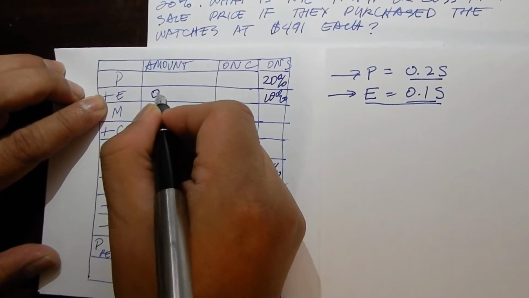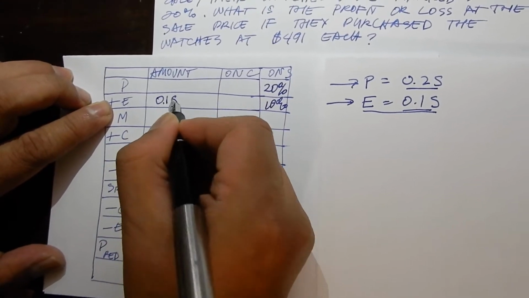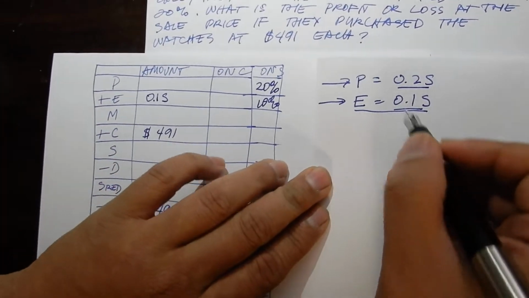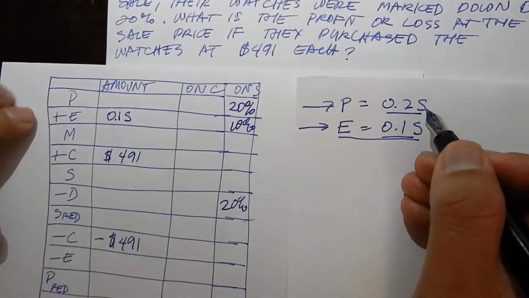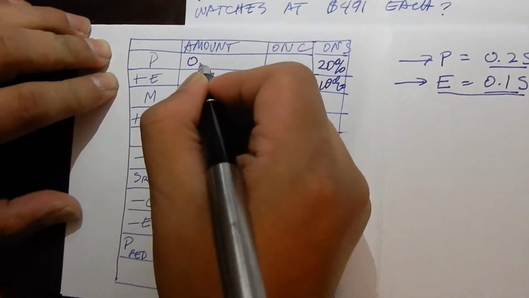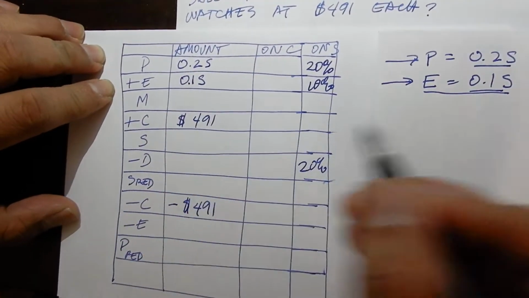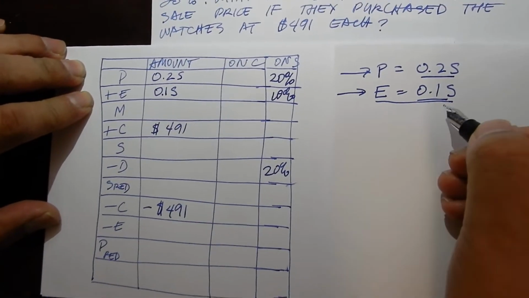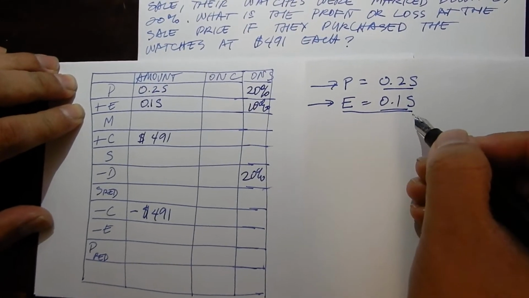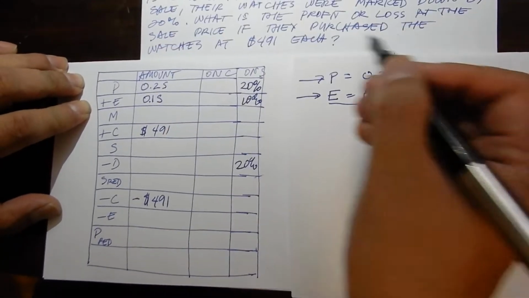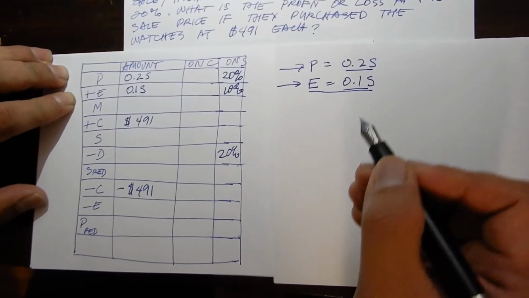0.1S goes in this box, and the P, 0.2S, also goes in the P box. This is the procedure every time you see components of the selling price as percentages of selling price. If you see it as a percentage of cost, there's a different procedure.